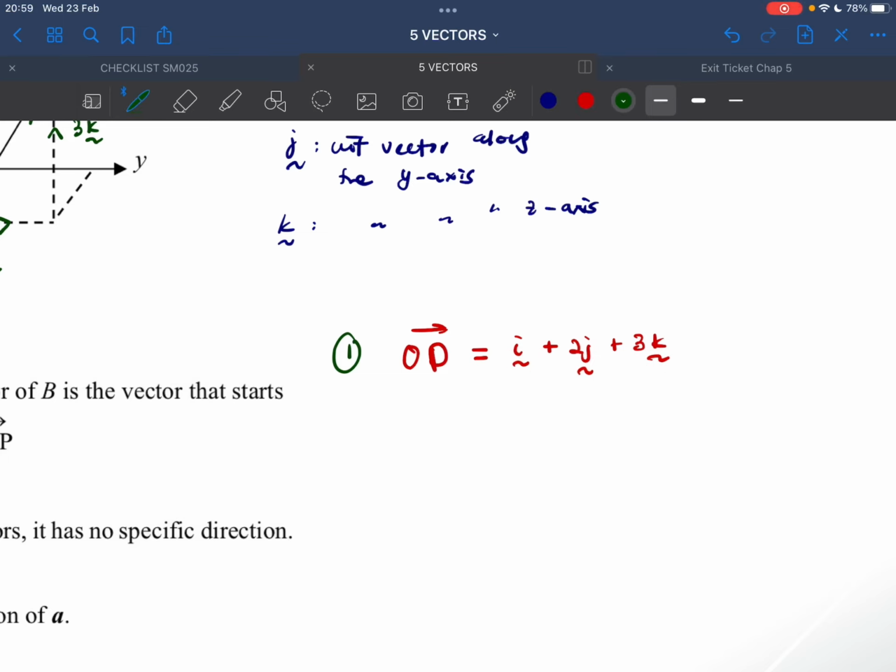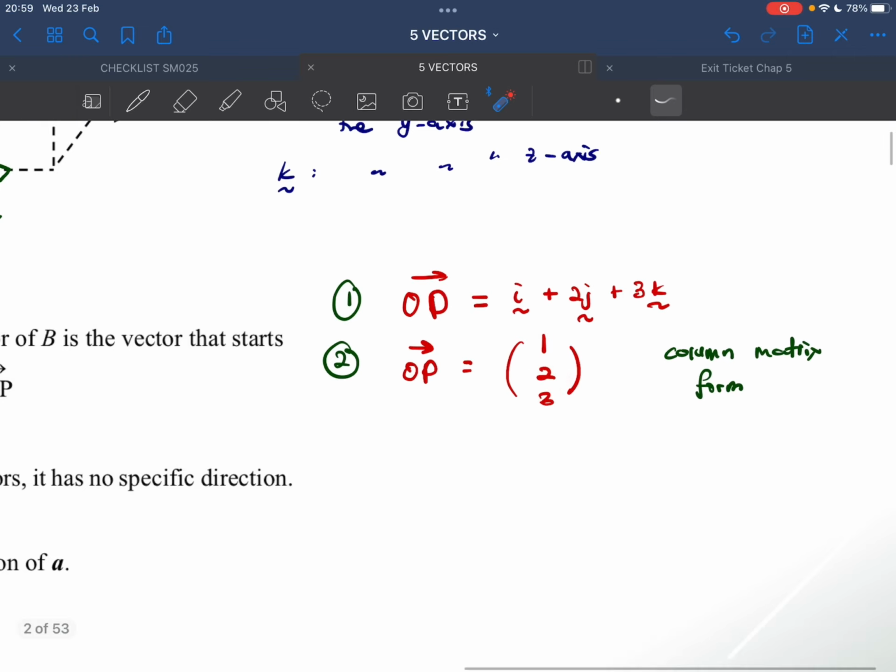The second way to write your vector is by OP. Let's say the same thing, OP is equal to the column (1, 2, 3). We call this column matrix form. This is one way. It is the same thing as i plus 2j plus 3k. The column (1, 2, 3) is also called a vector.